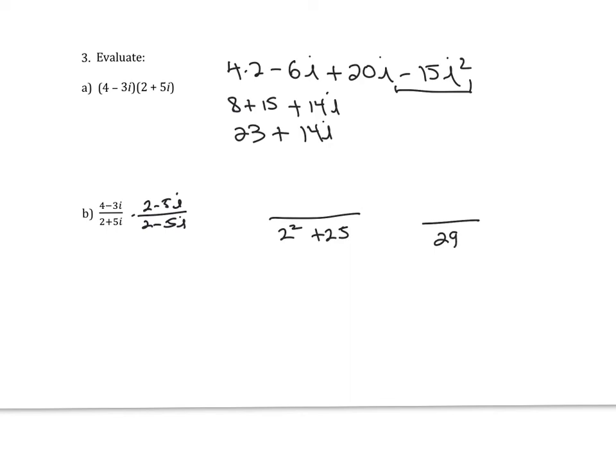Up top, we're going to have 4 times 2 is 8. 4 times negative 5i is negative 20i. Negative 3i times 2 is negative 6i. Negative 3i times negative 5i is positive 15i squared, which is negative 15. So we end up with negative 7 minus 26i all over 29, or we could rewrite it as negative 7 over 29, which is the real portion, minus 26 over 29 i, which is the imaginary portion. And we are done.